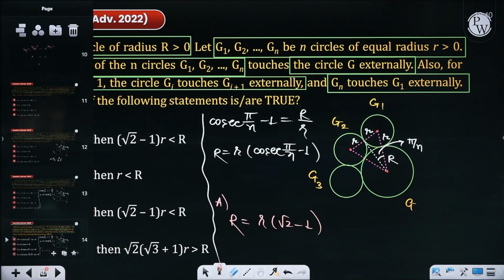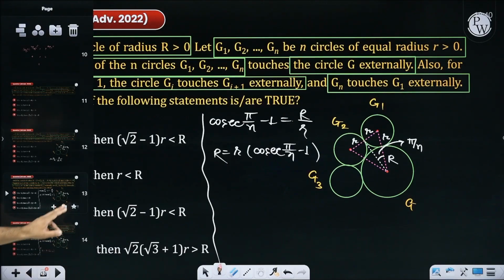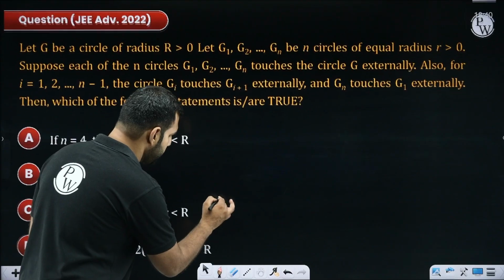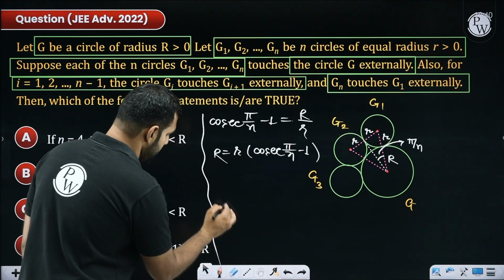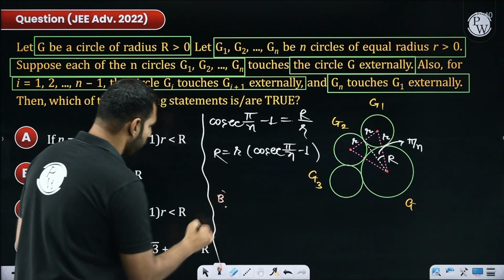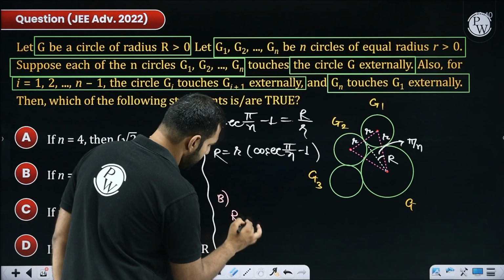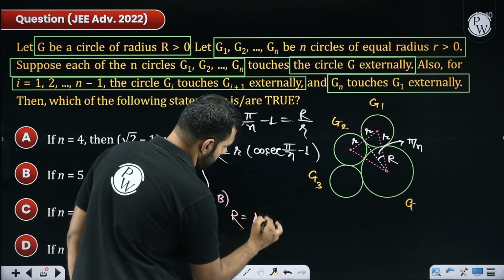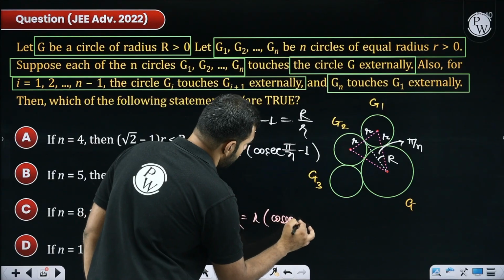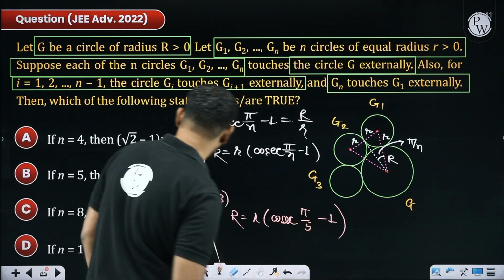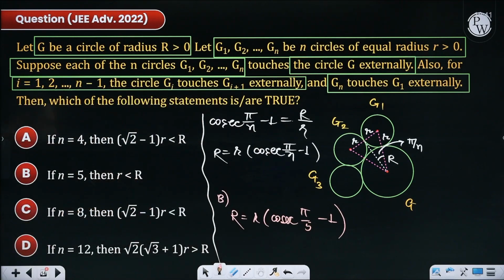Now, can we move ahead with option B? I hope you are comfortably getting it. How are we approaching it? So now, if I solve it for option B, hold on for a while, students. Option B says if n is 5. So if n is 5, will I not say capital R will be given by r times cosec pi by 5 minus 1? Yes or no? And then there is again a relation between small r and capital R.